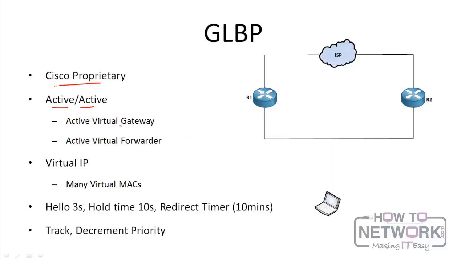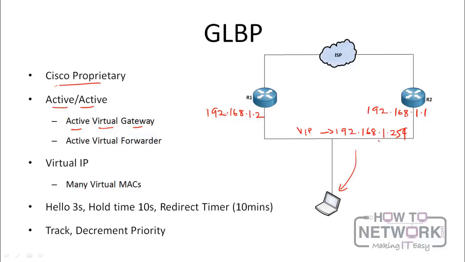So how does it work? We have something that's called an active virtual gateway. And the active virtual gateway is the manager of the GLBP process. So what really happens is that the AVG coordinates and is the one that responds to the virtual IP address. So for instance, if we have 192.168.1.2 here, and 192.168.1.1, and the virtual IP is 192.168.1.254. So that would be the default gateway to assign to the clients.